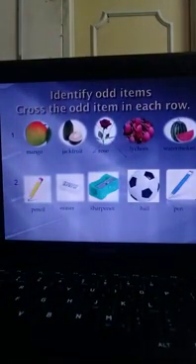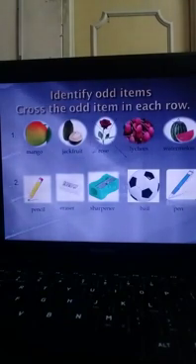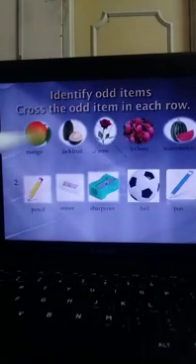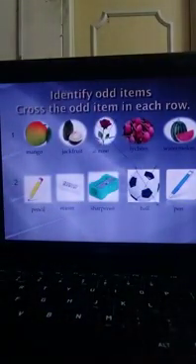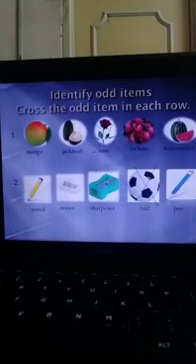In number 2, you can see there is a pencil, eraser, sharpener, ball and pen. Pencil, eraser, sharpener and pen, all these are stationery items, but ball is not a stationery item. This is a playing material, so this is the odd item here.